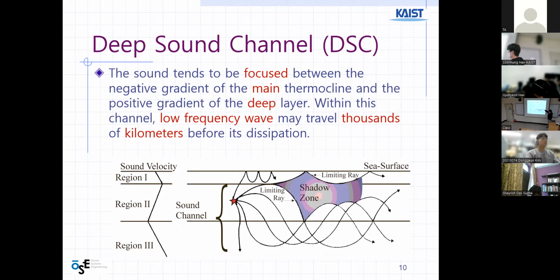So if the sound source is here, we can't hear anything over here because sound waves can't go here. So we call this a shadow zone, and under here is also a shadow zone. And within this channel, waves may travel a very long distance.